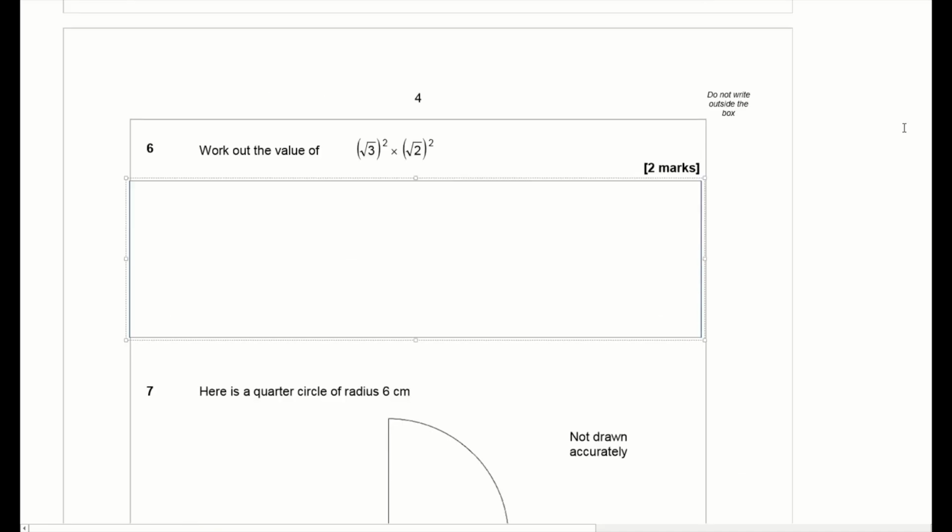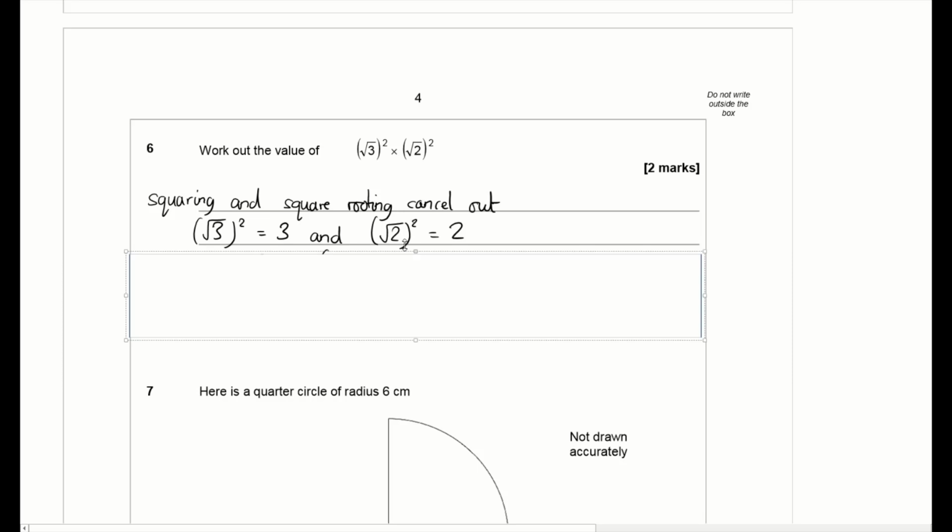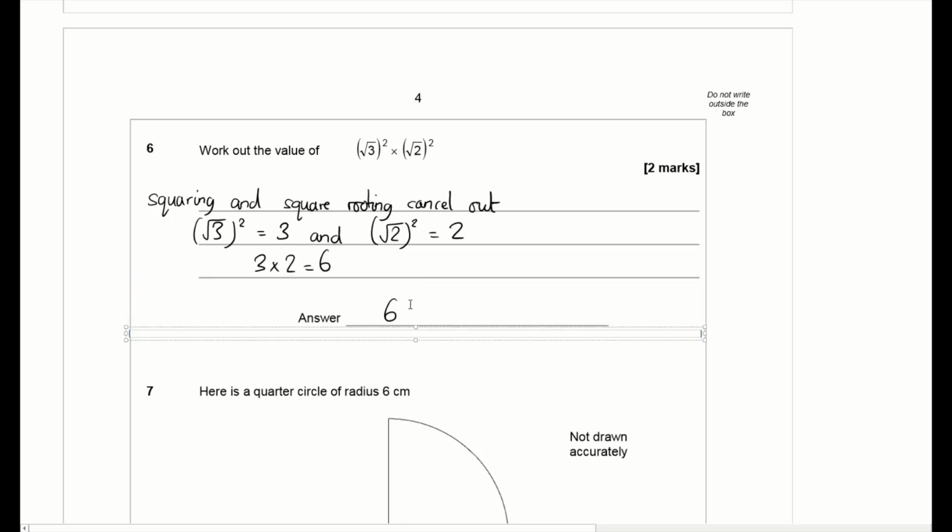Question 6. Work out the value of √3 squared times √2 squared. Now, square rooting and squaring are opposite processes, so if you apply them simultaneously to a number, in this case 3 or 2, then it's as good as not actually doing anything at all. It would be the same as saying add 5, subtract 5, or times 2, divide by 2. Effectively, you've done nothing. So the square root of 3 squared would actually just be 3, and the square root of 2 squared would actually just be 2. So the overall calculation is just 3 times 2, which equals 6, as we've got there.